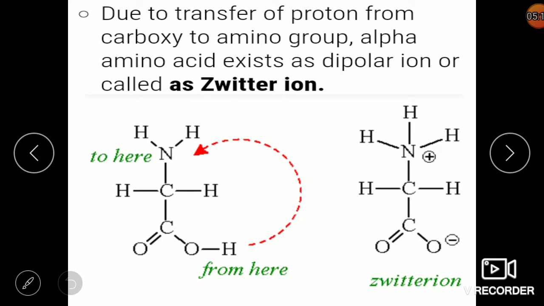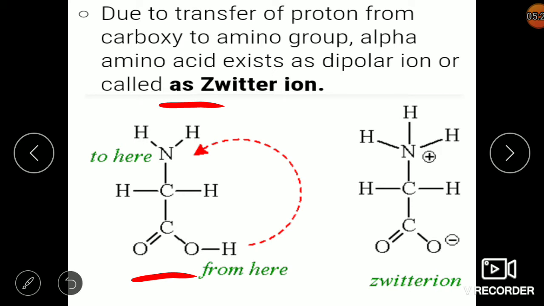In amino acid, we get one acidic group and one basic group. Here nitrogen contains a lone pair of electrons on it, right? It's a basic group. Acid has a tendency to donate a proton and base has a tendency to accept a proton, that all of us know.